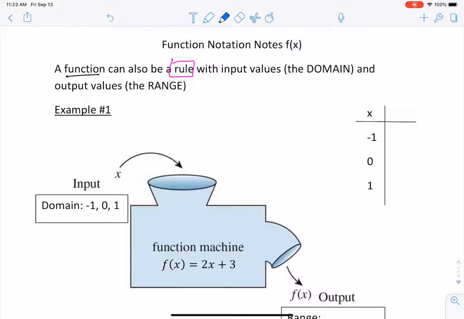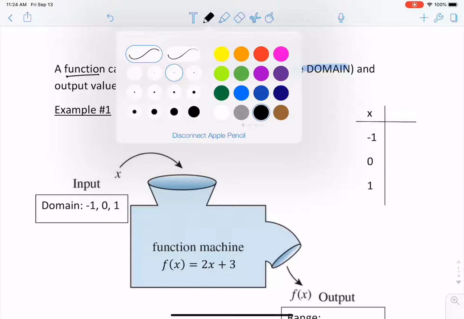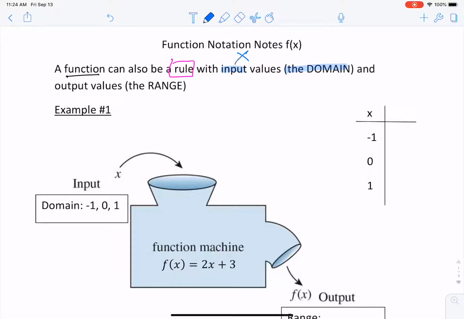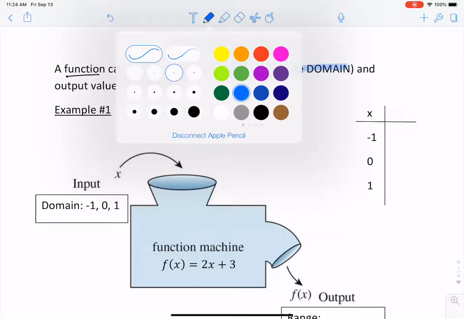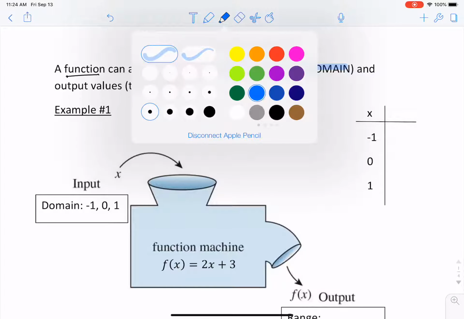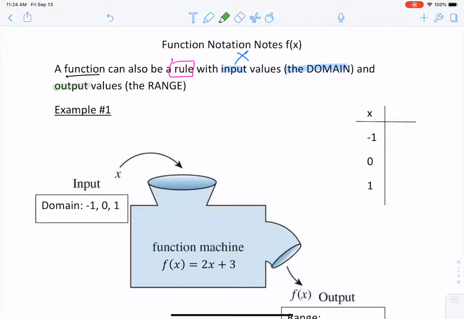Our input values are also known as the domain, which we also know as our x values. Then our output values are also known as the range, which we also know as y. So again, a function is a rule that has input values, or x values, and output values.